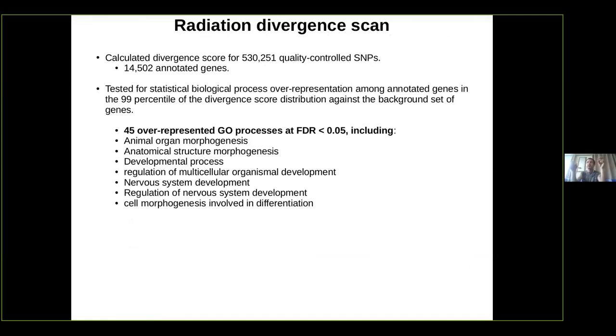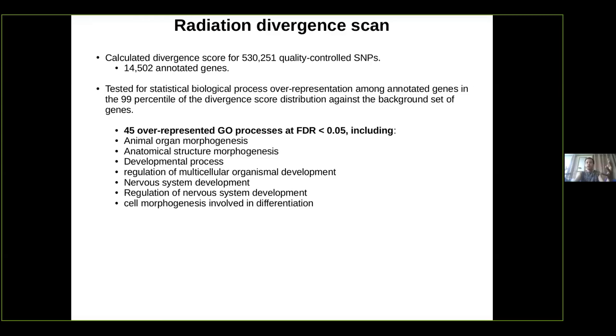So they were all the tips represented in that topology that I showed earlier, and I'll show it again. But I ran it over 530,000 quite high quality SNPs, and they represented about 14,500 different annotated genes.